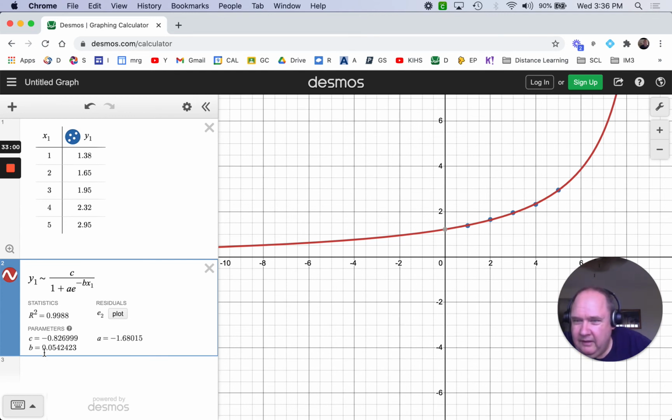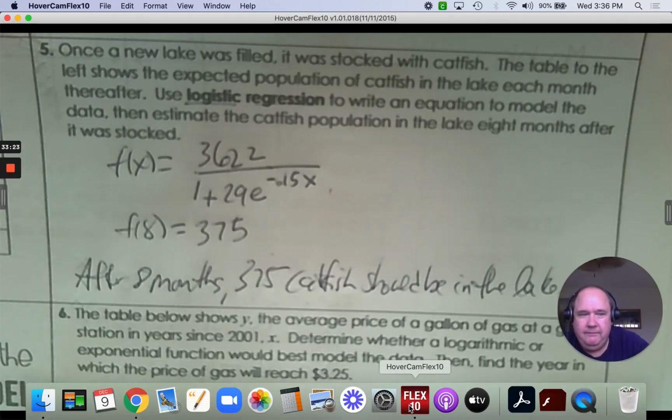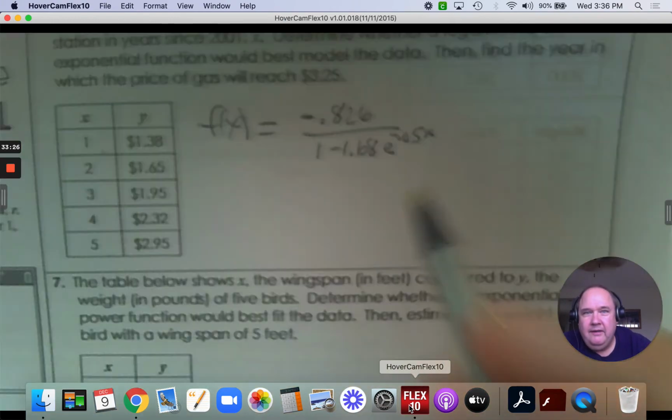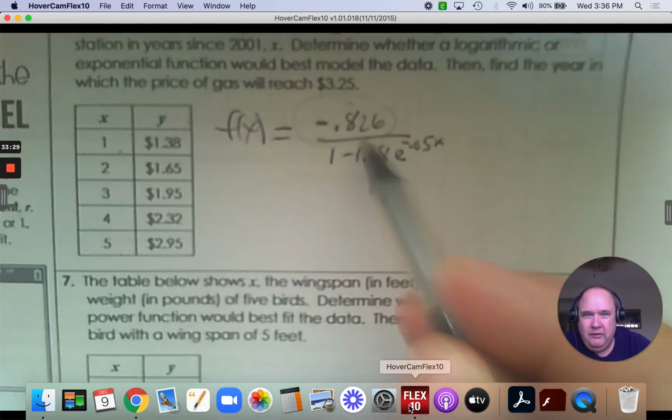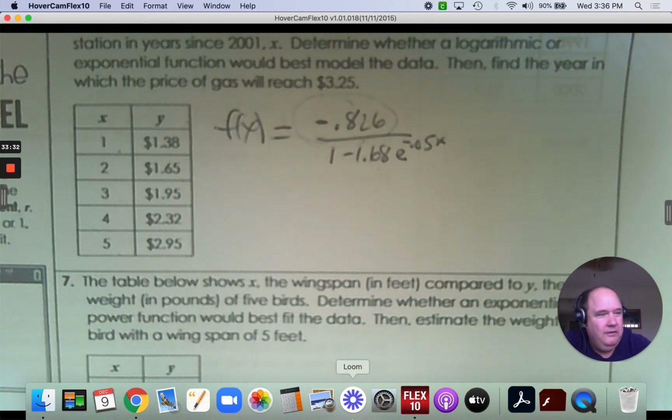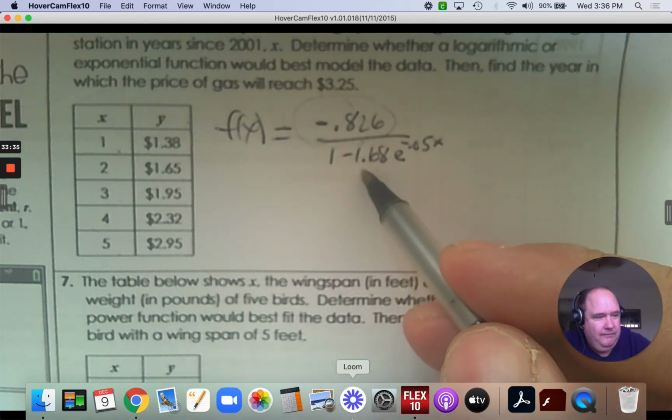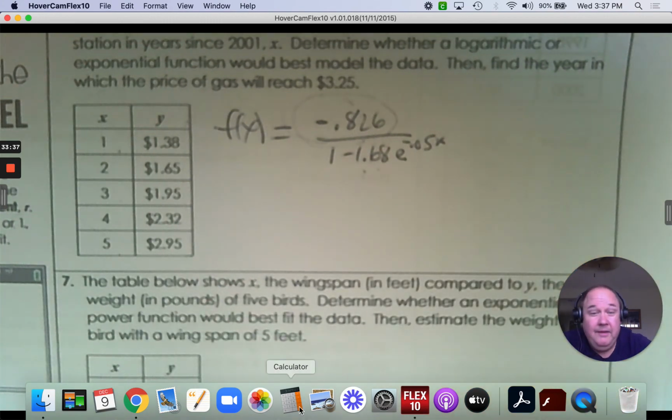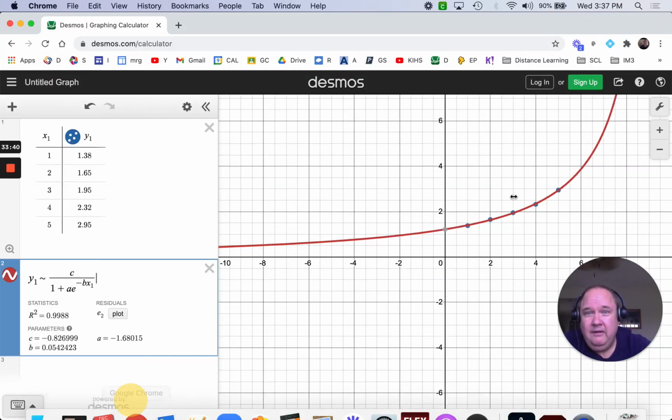And then C, that was C. B, A. A is negative 1.68, and then E, and then 0.05, and negative. All right, so I just wrote the numbers down, kind of rounded them. This is what it looks like. I don't quite trust it because it looks like the numerator flipped something around on me, because both are negative. Anyways, if I actually look at the graph, it looks okay.